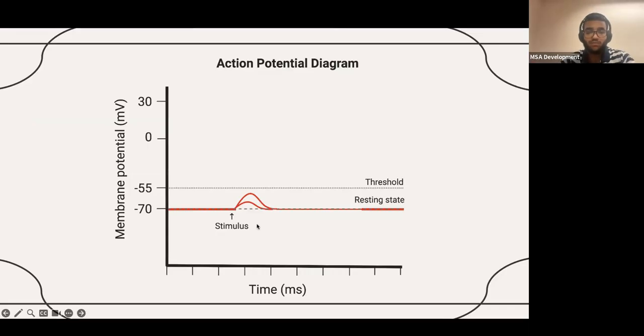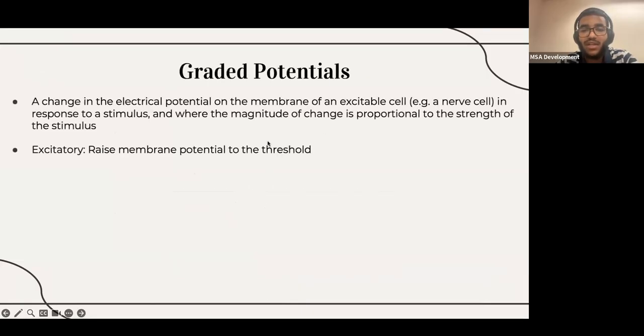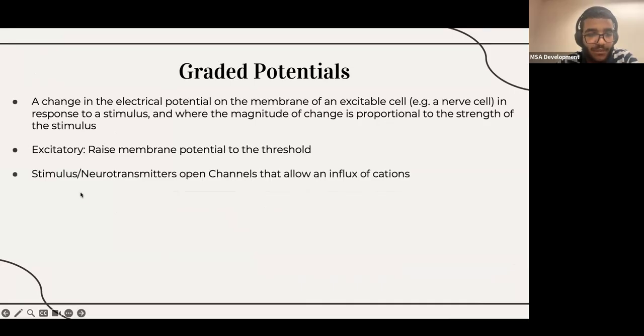Okay, so this is just the resting state. This is the cell at rest, and then a stimulus occurs here, and the graded potential happens. Now, did this graded potential reach the threshold? No, then there will be no action potential. However, if the stimulus was strong enough to raise the membrane potential from minus 70 to minus 55, then the threshold is reached, and we will have an action potential. But let's explain how graded potentials happen in the first place.